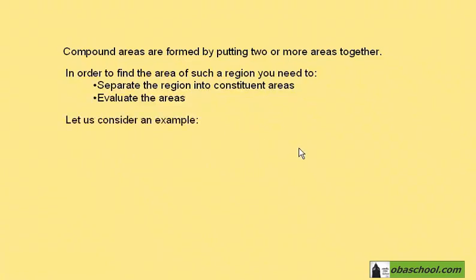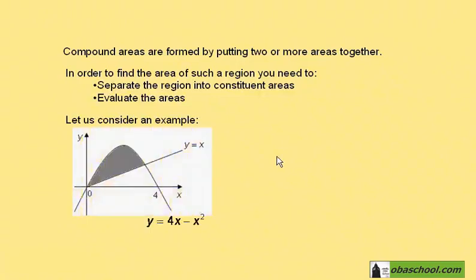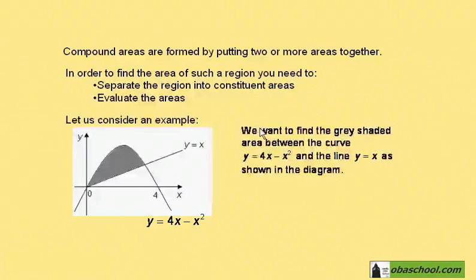Let's consider an example. Here we have the curve y equals 4x minus x squared and the line y equals x, and we want to find this grey shaded area just here. We want to find the grey shaded area between the curve and the line as shown in the diagram.